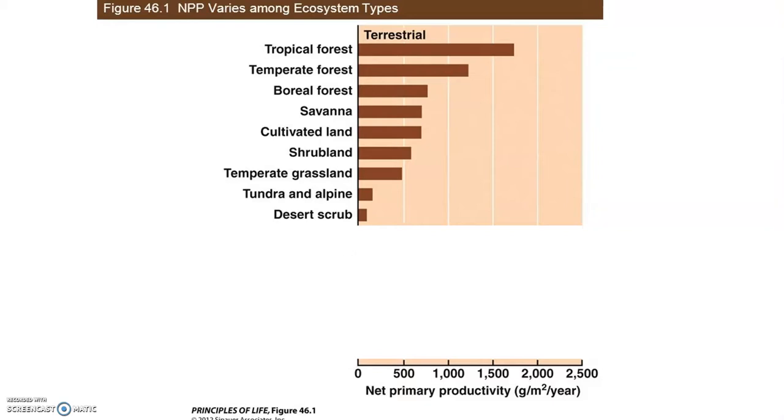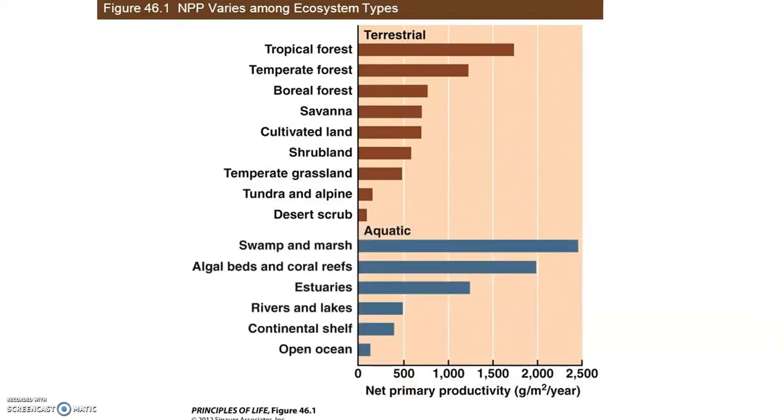If we look at some different ecosystem types, it's not hard to see. The greener the environment, the more net primary productivity. So tropical forests and temperate forests should be no surprise that they have higher net primary productivity, whereas desert's going to be very, very low. Same is true for aquatic systems.